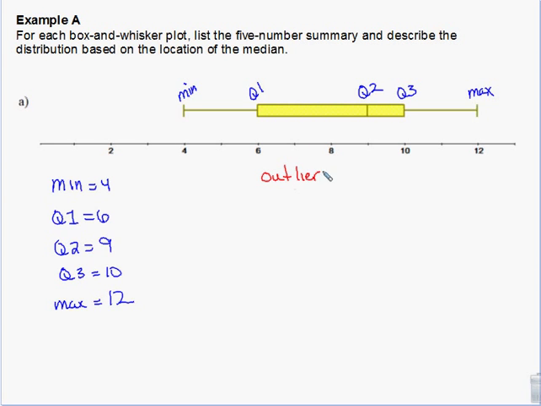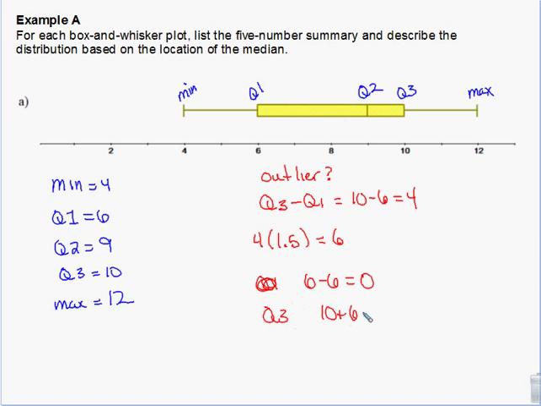So for the outlier, I'll do Q3 minus Q1, so that's 10 minus 6, which is 4. I take 4 and multiply it by 1.5, which is just the constant. Then I take Q1, so 6 minus 6 is 0, and Q3, which is 10 plus 6, which is 16. So any outliers would be less than 0 or greater than 16. I'm at from 4 to 12, so I have no outliers in this data set. Okay? Does that make sense now? A little bit better?